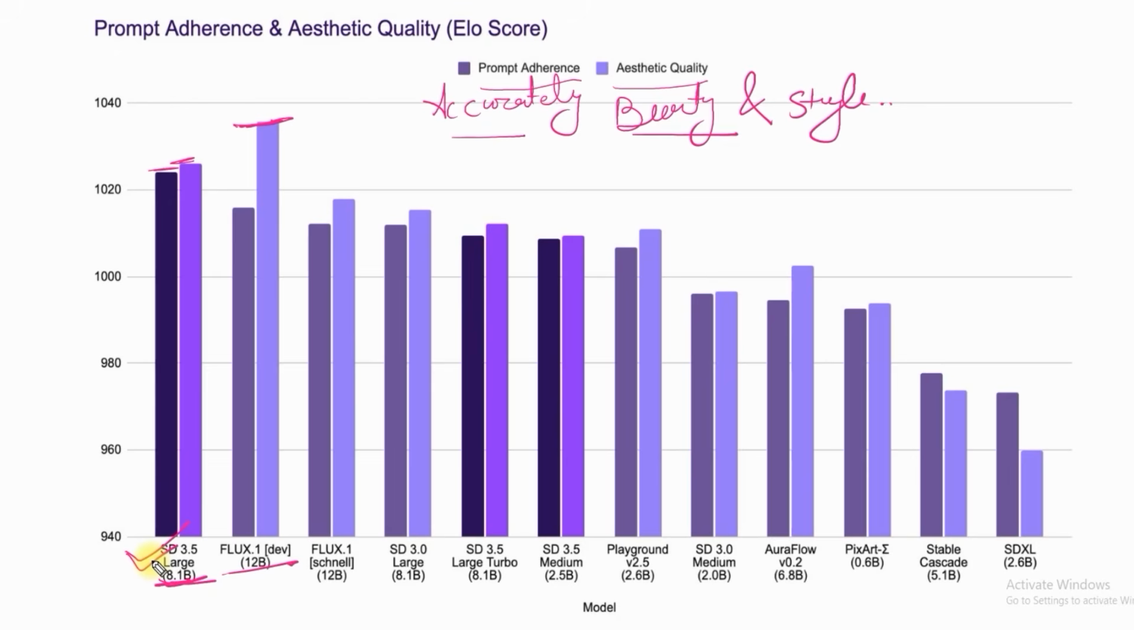Moving forward, if we talk about Flux models, especially Flux.1 Dev 12b, it creates gorgeous images as I told you earlier, but Stable Diffusion 3.5 Large is better overall. It sticks to your instructions more closely and creates great looking results, as you can see here in the graph. This makes it an awesome choice for anyone who wants images that are both accurate and visually stunning.